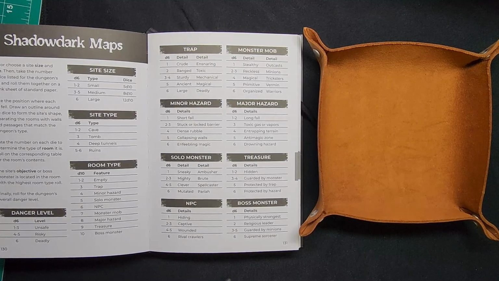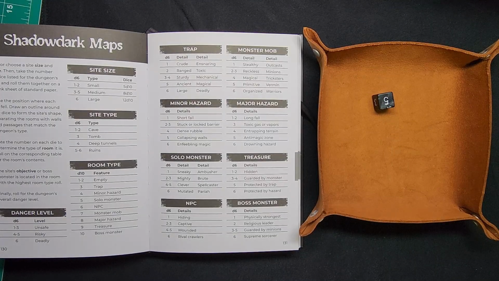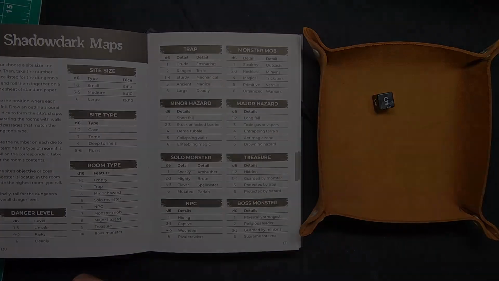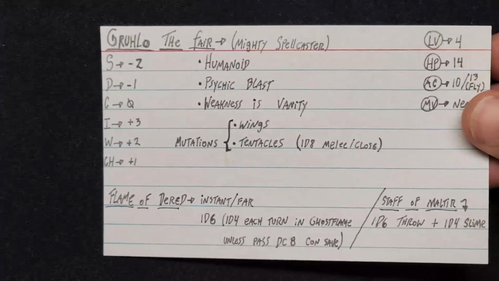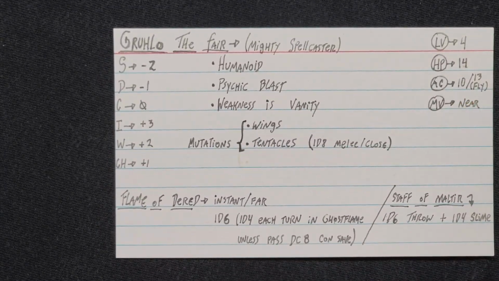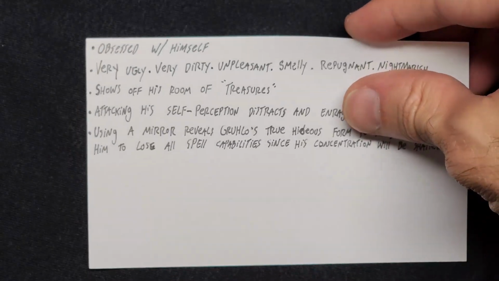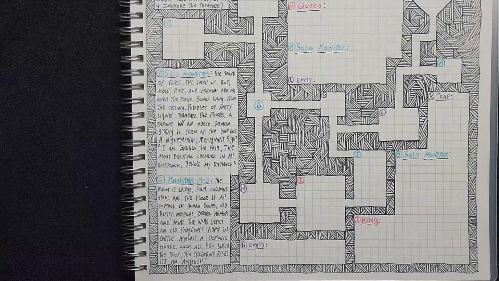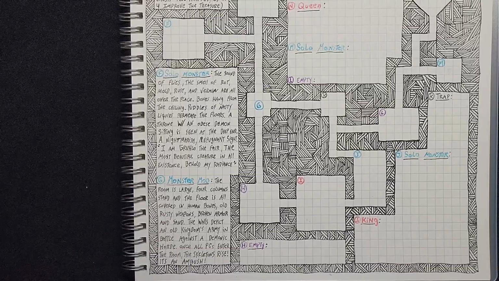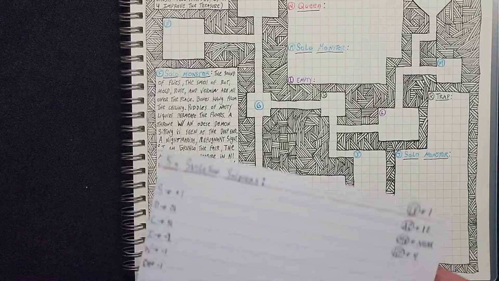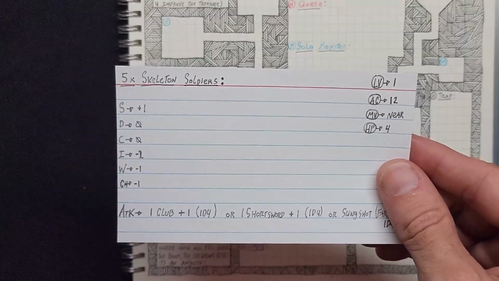Let's go ahead and roll for that solo monster. A 2 is going to be a mighty, and a 5, spellcaster. A mighty spellcaster, huh? Here we have the monster I created using the mighty spellcaster archetype in mind. Again, an index card is enough for you to include all the details you need, including flavor text. For the room with the monster mob, I decided to just use 5 skeleton soldiers from the core book.